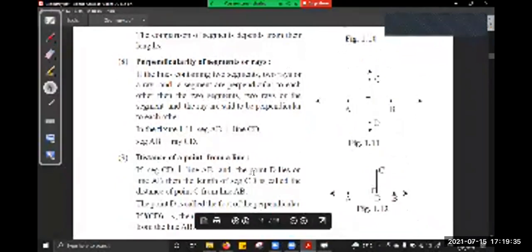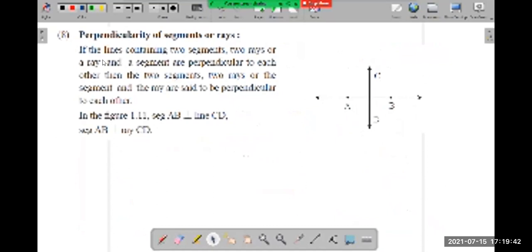Okay. Perpendicularity of segments or rays. Now, if the lines of two segments or two rays or a ray and a segment are perpendicular to each other. Now, perpendicular to each other means they should be at right angles.